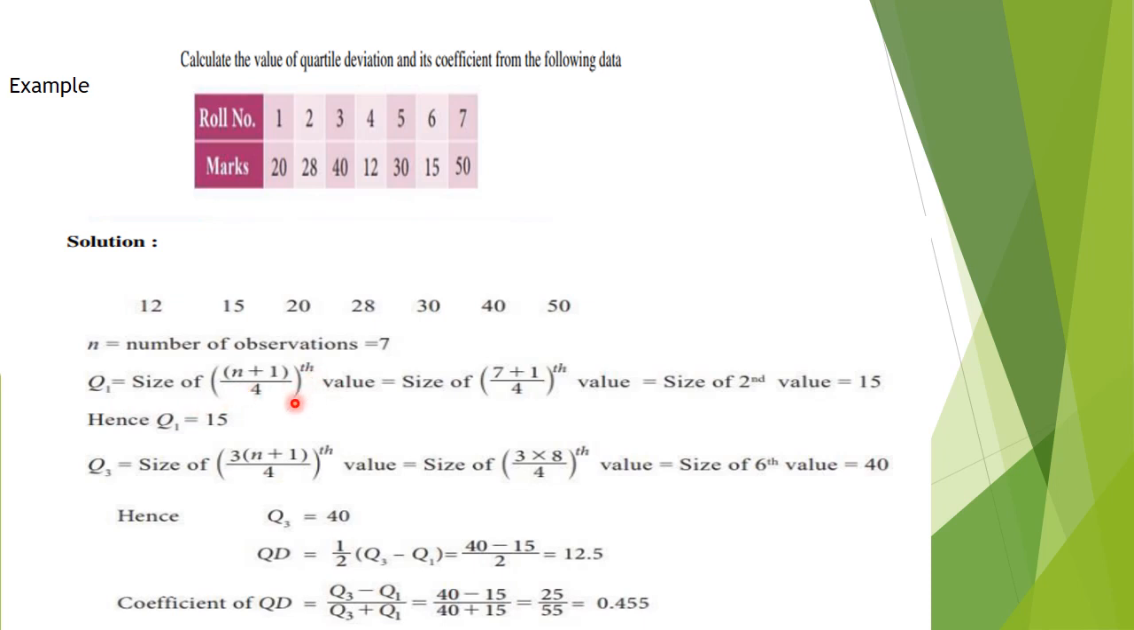First we will find quartile deviation, because in the question we are asked to find quartile deviation. So the quartile deviation formula is 1 by 2 into (Q3 minus Q1), which gives the value 12.5. And then coefficient of quartile deviation is Q3 minus Q1 upon Q3 plus Q1, which is 40 minus 15 upon 40 plus 15, which gives the answer 0.45.